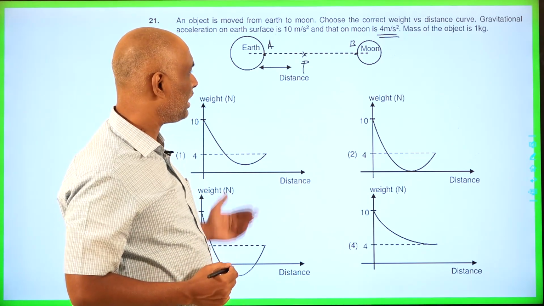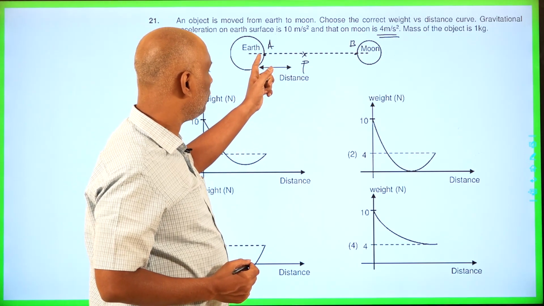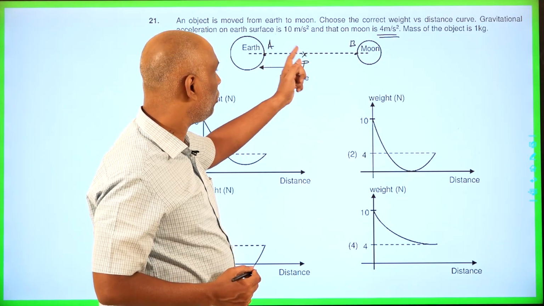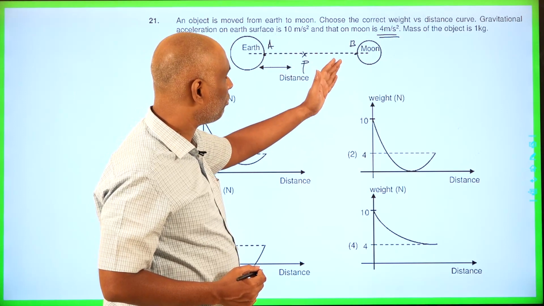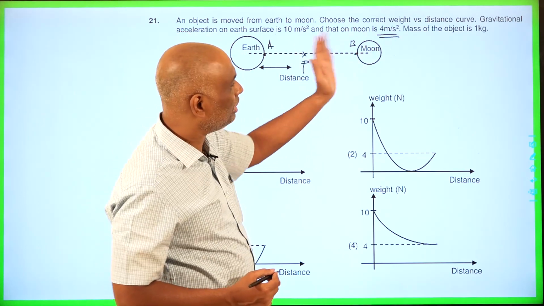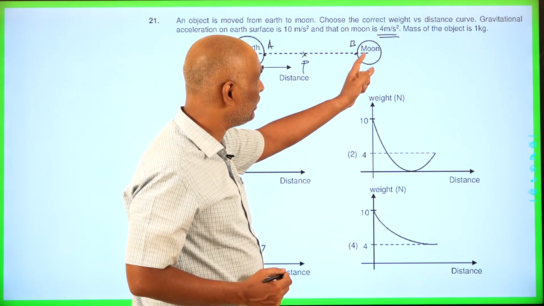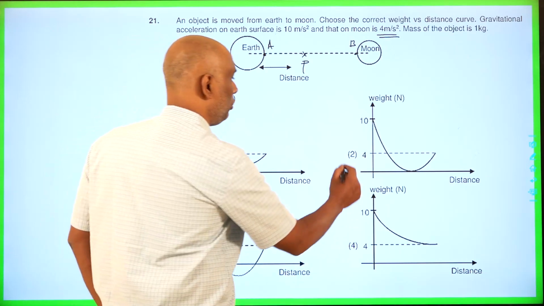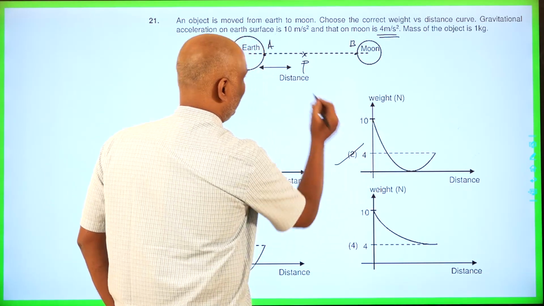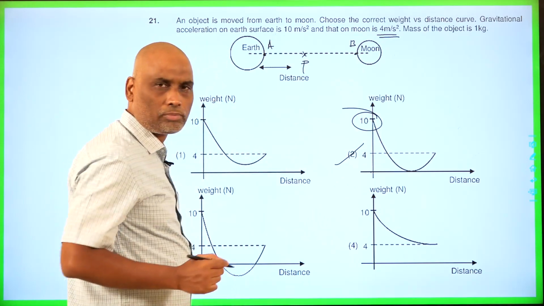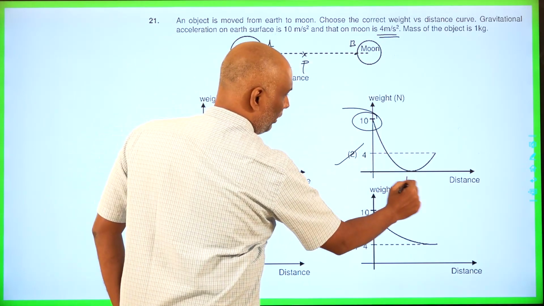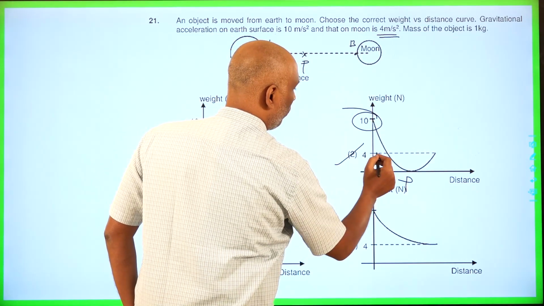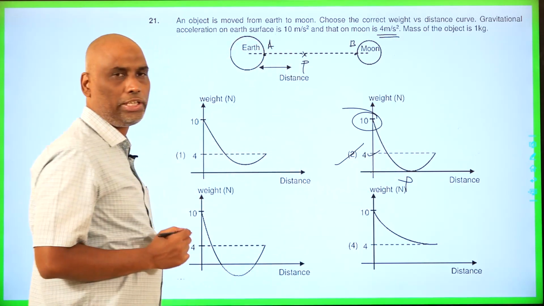So from this explanation you can understand that the weight should start at this point at 10. As it moves, it should decrease. At some point, it should become 0. Later, after crossing that point, the weight should act toward the center of the moon and it should go on increasing till it reaches the value which is equal to 4. So the best option from this should be option 2, because on the surface of the earth it is 10 newtons. At the point P, it will become 0. Later when it crosses, again it will increase, and then on the surface of the moon it becomes 4 newtons. So this will be the option here.